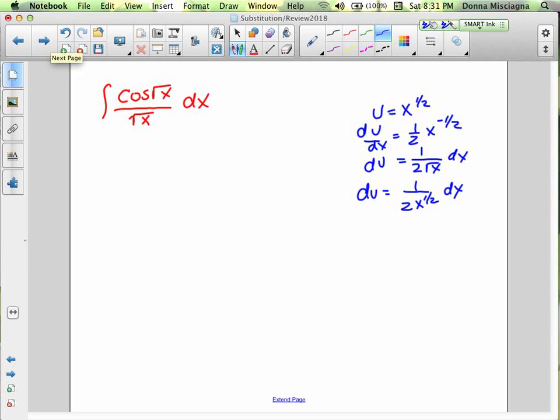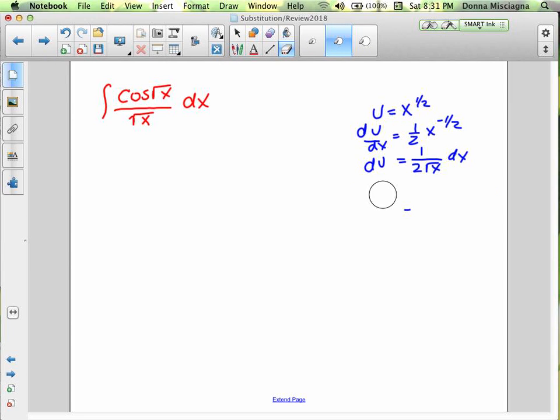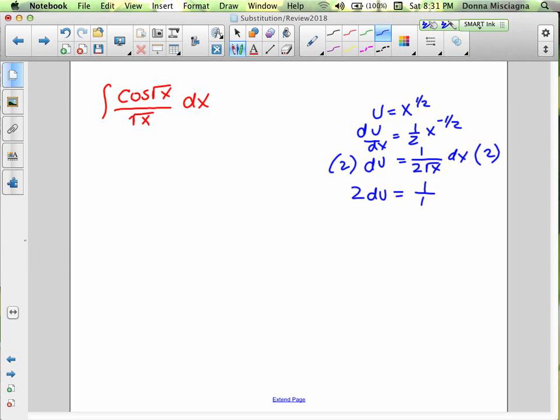We're missing a 1/2. So now let's multiply both sides. Actually, I like the one up here. It's not like I'm substituting the square root of x back for anything. So we're going to multiply both sides by 2. That means 2 du equals 2 times a half will cancel 1 over the square root of x dx.